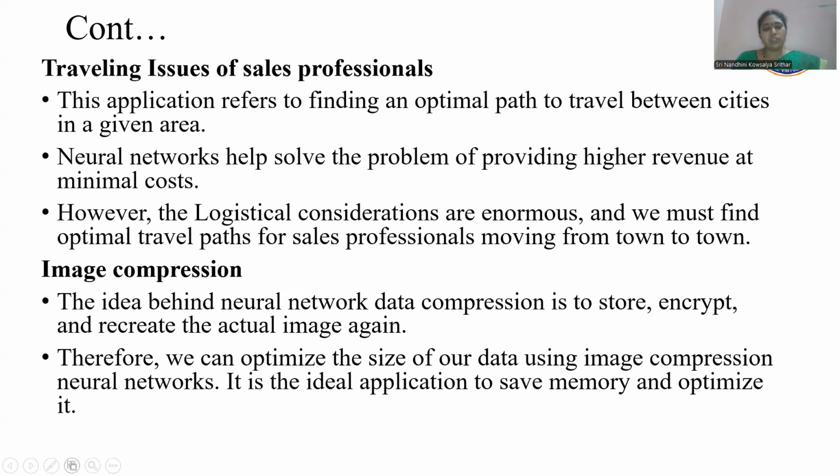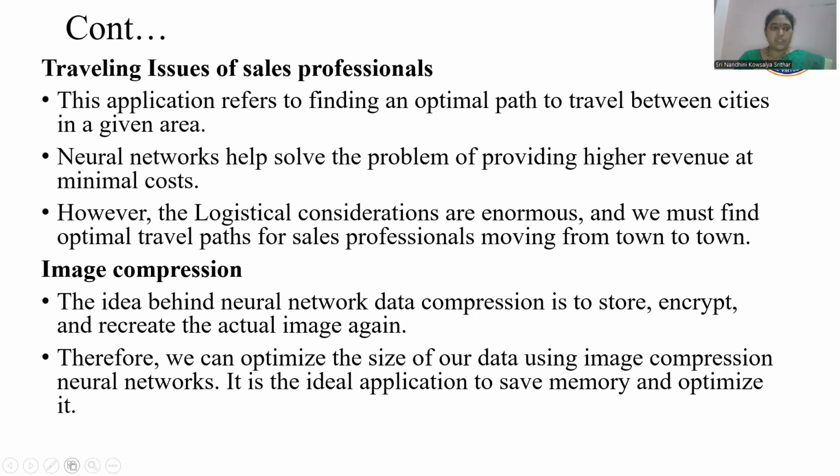The idea behind neural network data compression is to store, encrypt and recreate the actual image again. So in image compression, we compress the image, then store, encrypt and recreate the compressed image into its actual state. Therefore, we can optimize the size of our data using an image compression neural network. It is the ideal application to save memory and optimize it.